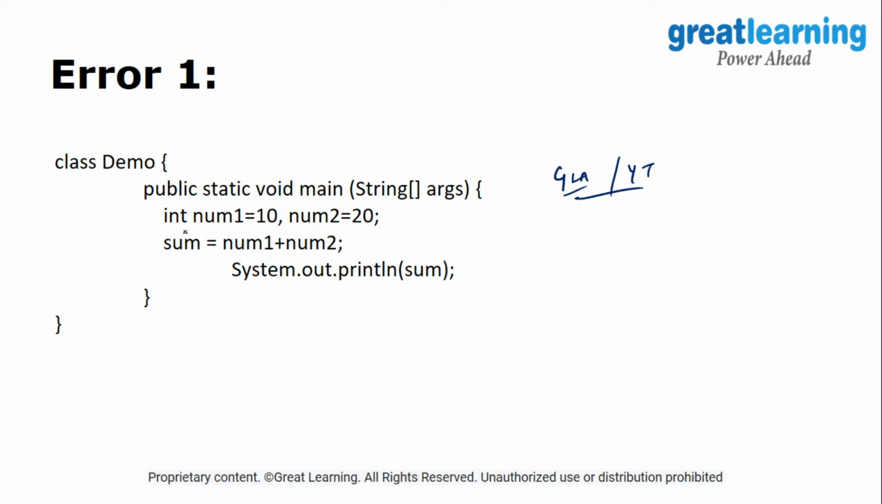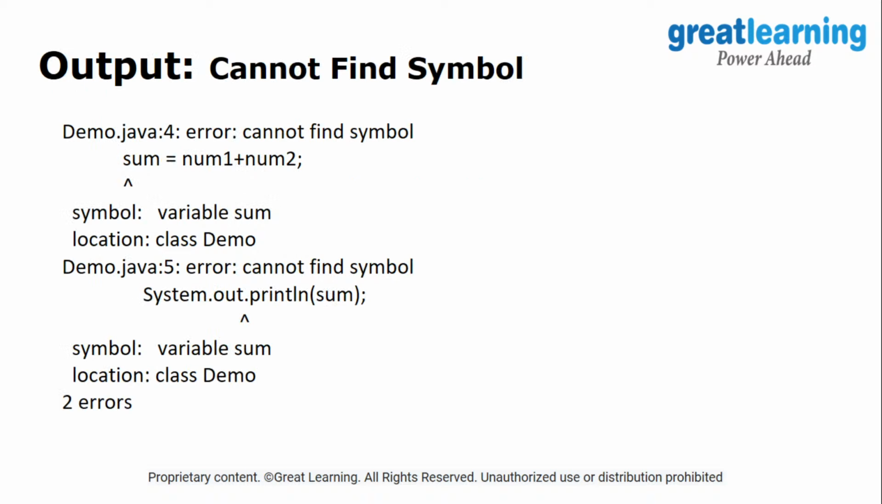So if you see that this variable has not been declared, yes, sum is not declared. When you commit this type of error, it is known as the cannot find symbol error. This is the error and this is the name of the error. Yes, the data type sum is not declared. So it says cannot find symbol, and it is pointing to this sum because this sum is not declared, and then it says variable sum in the class Demo cannot be found.